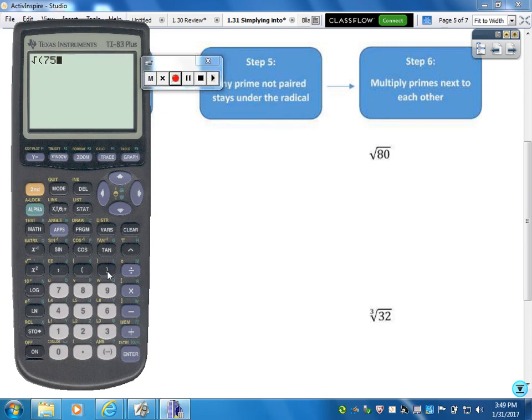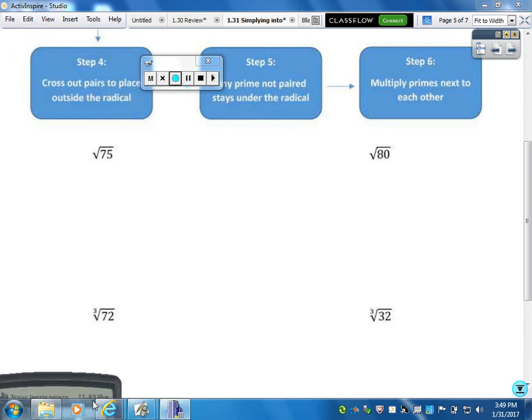I put in 75. I don't have an answer to that, not a whole number answer. In fact, this is an irrational number, meaning this decimal goes on forever without repeating. It's a lot like pi. So I don't have just an answer I can give for that, so what I do instead is I simplify it. So here's how you simplify it.